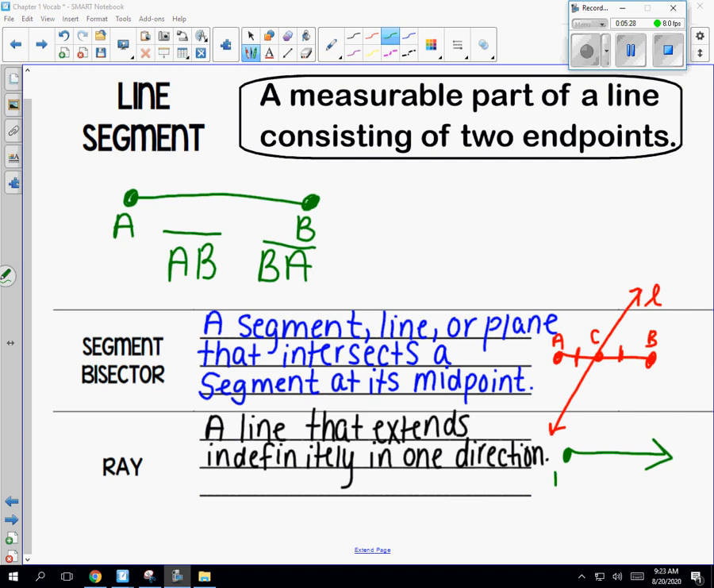So this point may be called A, and then you'll have some other point on there too, and you will always name it with the starting endpoint. So here it's A, B, and your symbol here will look like this with just one arrow on the end.